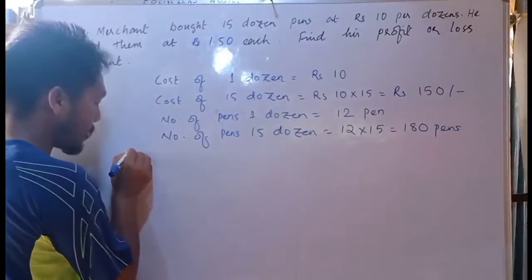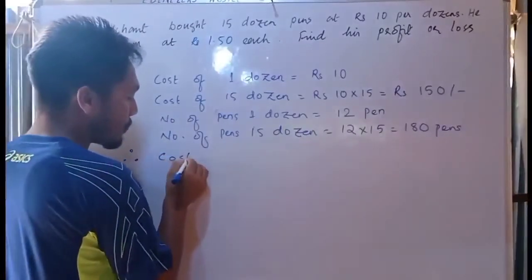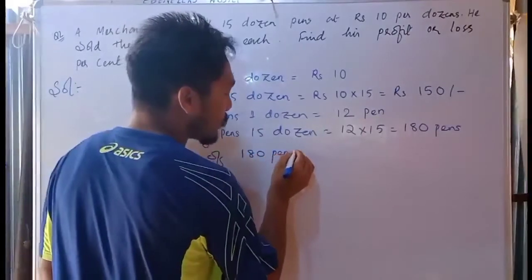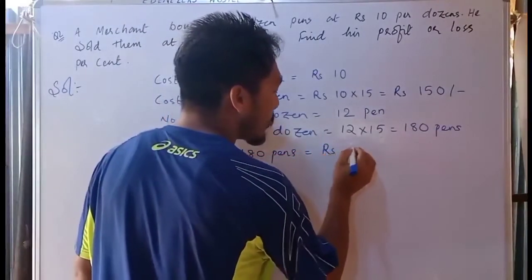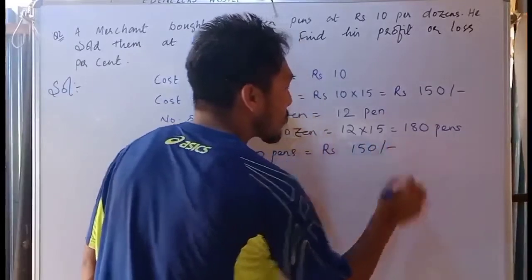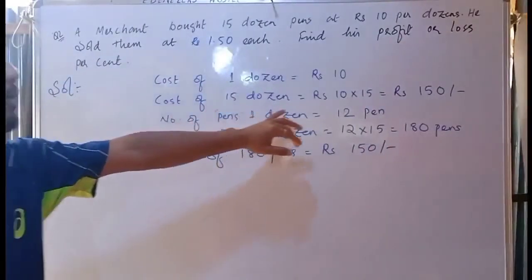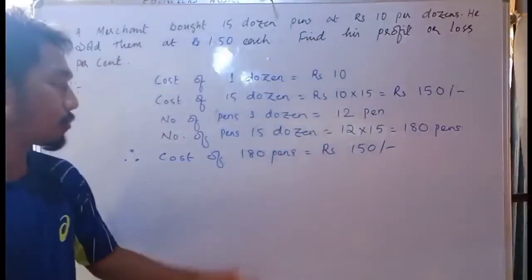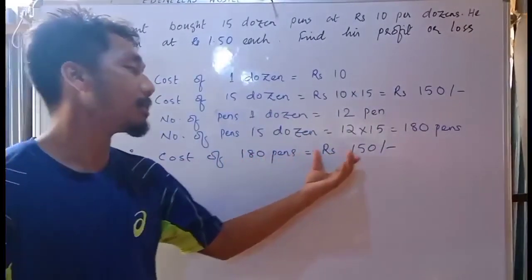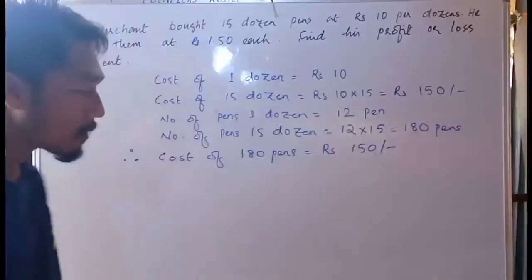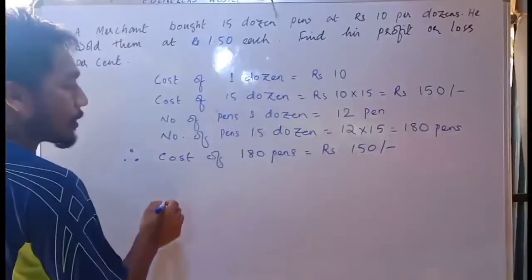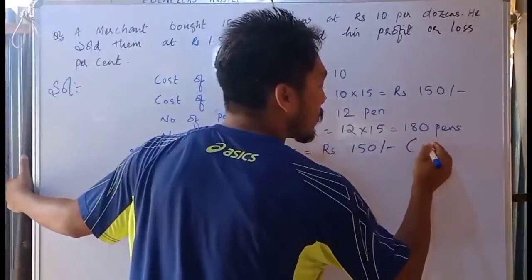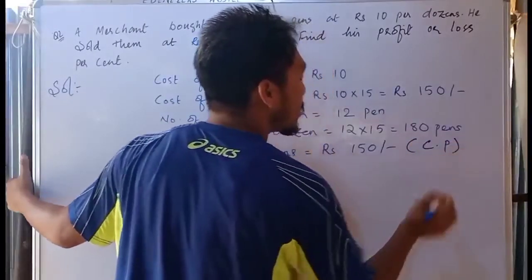Therefore, the cost of 180 pens, that means 15 dozen, you paid 150 rupees. So the cost of 180 pens is equal to 150 rupees. This is your CP, that is your cost price.